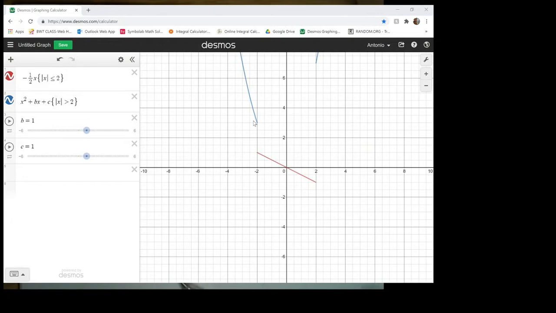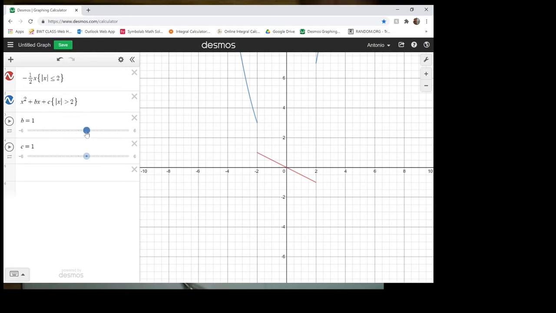Right, so if you notice the graph, we're here on Desmos, and I have negative 1/2 x, absolute value of x is less than or equal to 2, and you see that as this red line here, right? Now that one is fixed, that one is not going anywhere. The constants b and c show up in the parabola. Notice absolute value less than 2 is the values between negative 2 and 2. Now for this one, x squared plus bx plus c, b and c do vary, right?